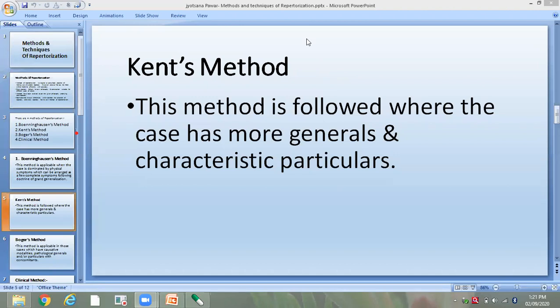So in this way, when we get a case which has prominent mental general symptoms, and physical general symptoms also come out prominently in that case, and characteristic particular symptoms are also present, then we use Kent's method for repertorization purposes.